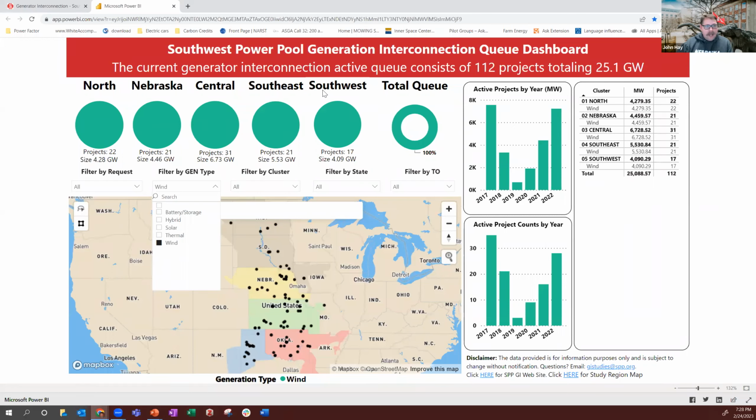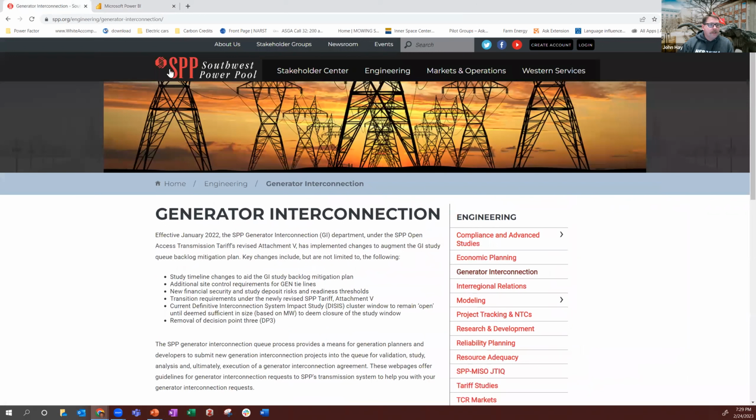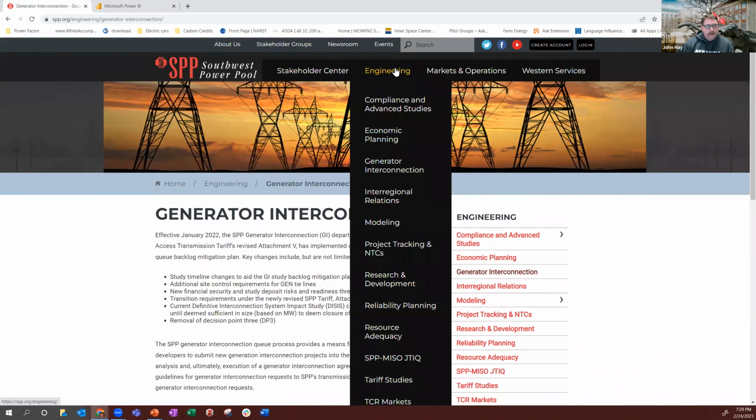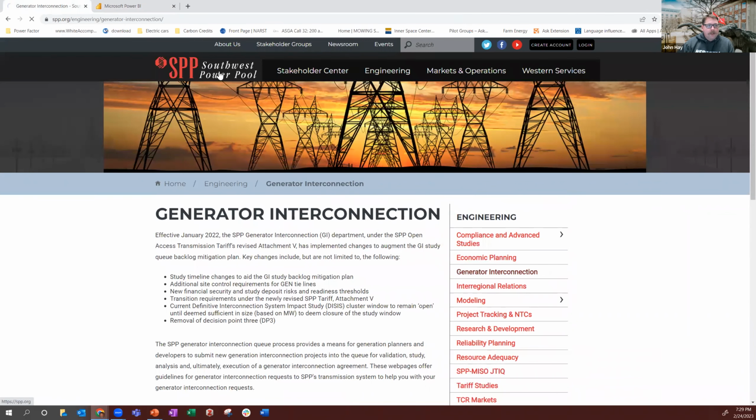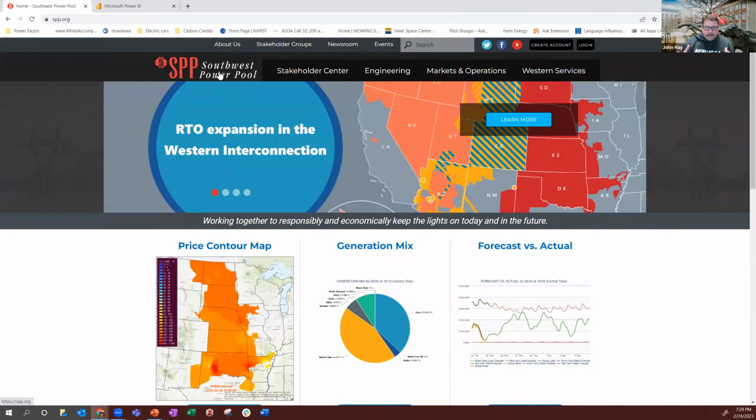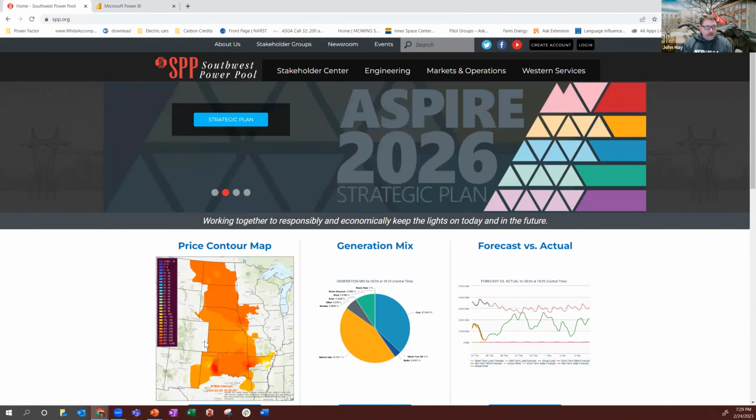And these are described as the active queue requests. So I got to this website by going to the Southwest Power Pool's main page, clicking on engineering and generator interconnection. And the Southwest Power Pool is a regional transmission organization that all Nebraska utilities are a member of. And this is like a cooperation region is what this is, the Southwest Power Pool.